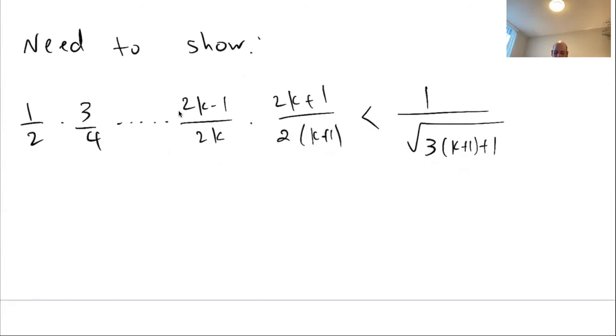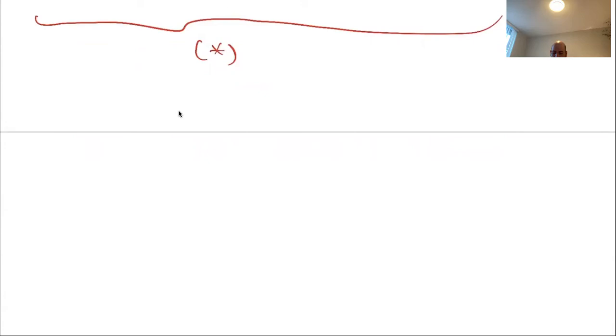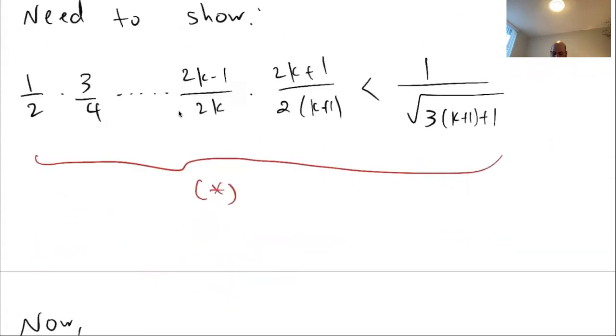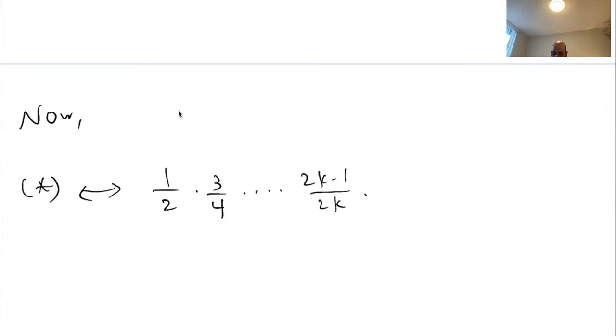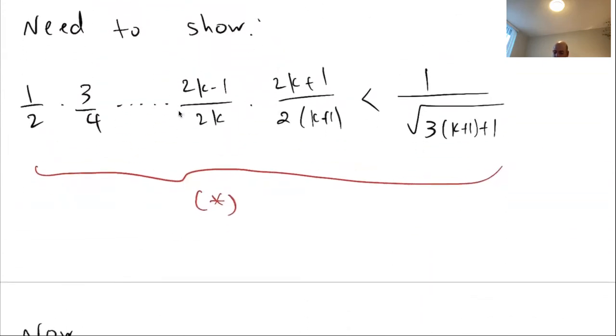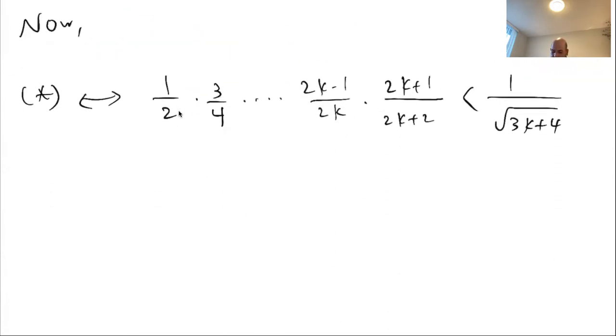So let's simplify this a little. Let me first call this one star. So star is equivalent with saying that 1 over 2 times 3 over 4 times 2k minus 1 over 2k times 2k plus 1 over 2k plus 2 is less than 1 over root 3k plus 4. 3 times k plus 1 plus 1 is 3k plus 4. Now let's consider, let me call this one, for example, left-hand side.